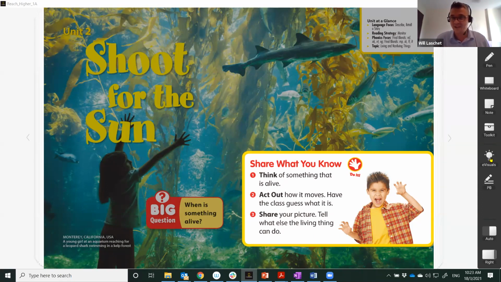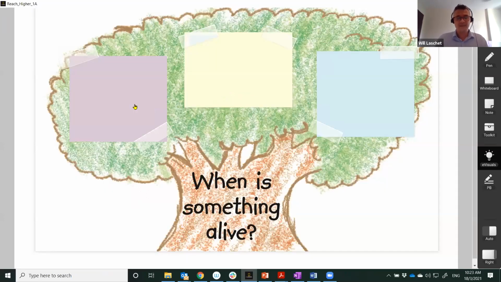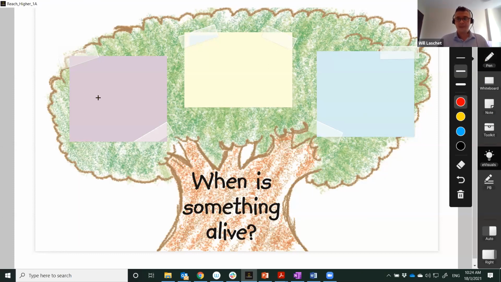And I'm just going to show you this. It's something that I think is very nice. I was just talking about a graphic organizer. We have a lot of these in Reach Higher, and I can click on it here. And this is also a way to organize the students' thoughts. So it says here, when is something alive? And we can make notes on here based on what we were talking about earlier.